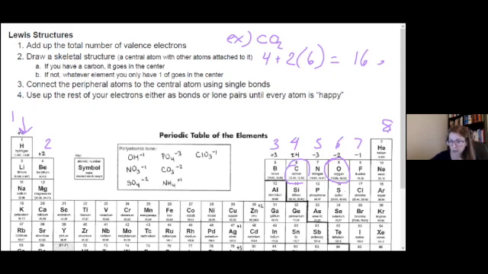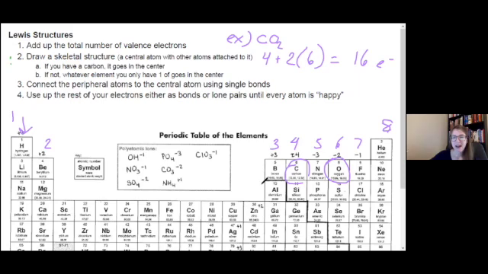It no longer matters that carbon brought 4 and that each oxygen brought 6. All of that's off the table. We're looking at 16 electrons that are somehow going to be used and shared throughout this molecule of CO2. Okay. Our second step is to draw a skeletal structure.